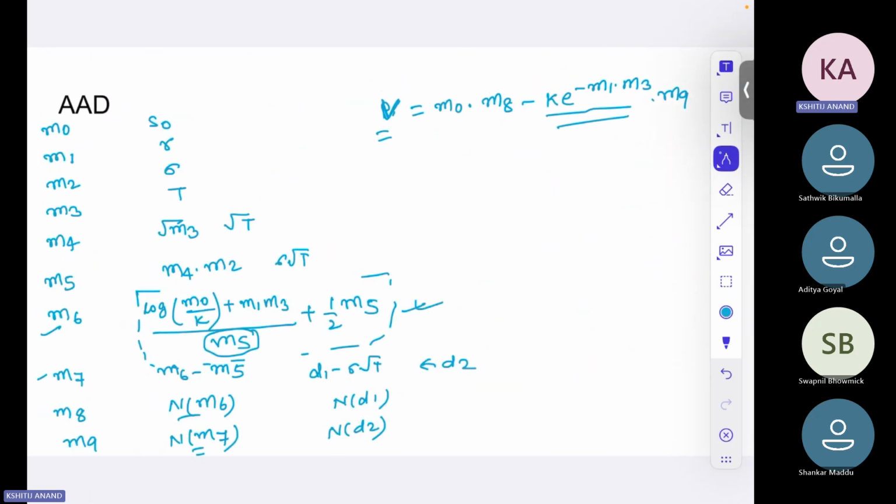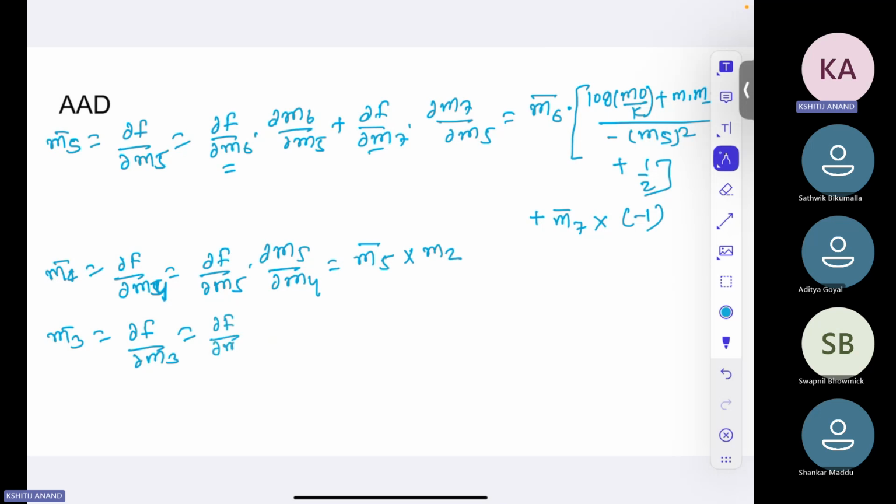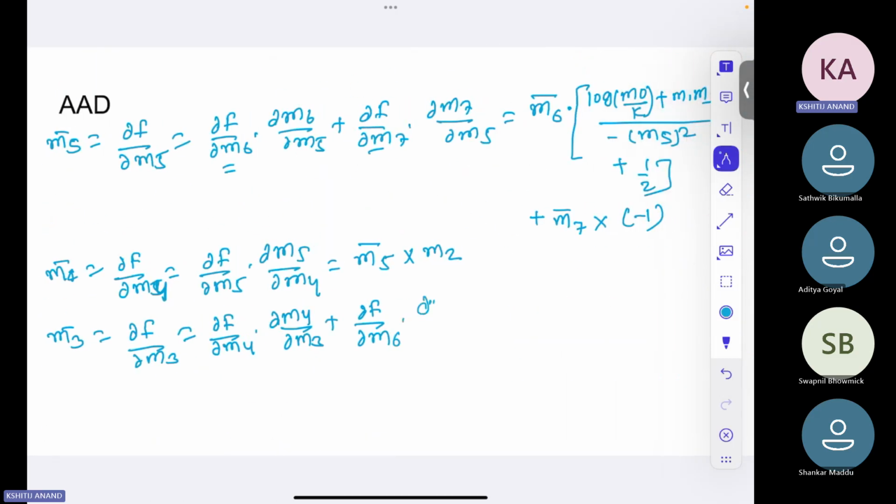M3 appears in M4, M6 and V. dF divided by dM4 into dM4 divided by dM3 plus dF divided by dM6 into dM6 divided by dM3, and finally V as well. This will be M4 bar.